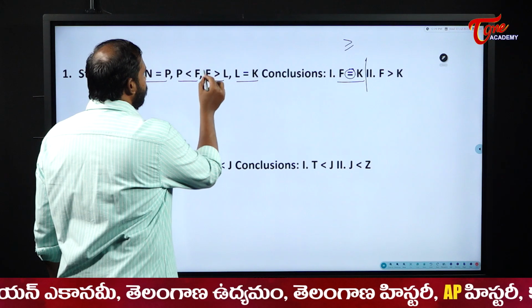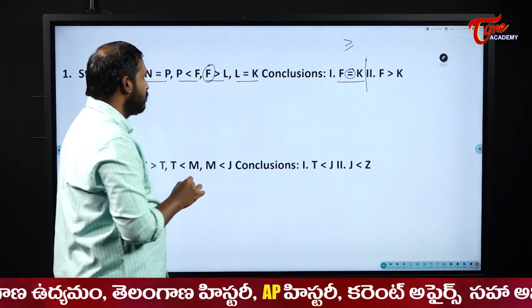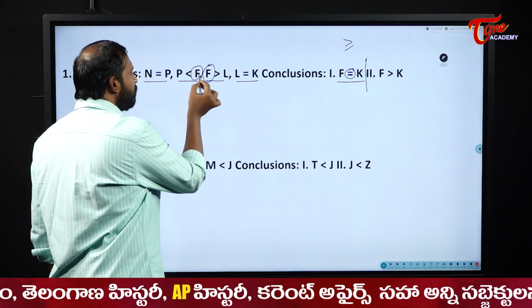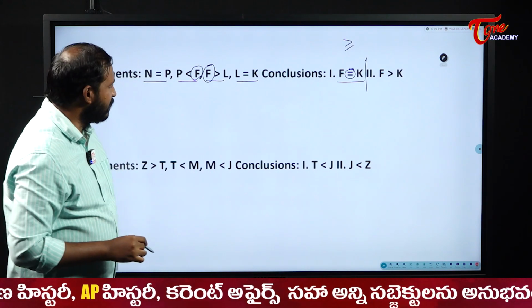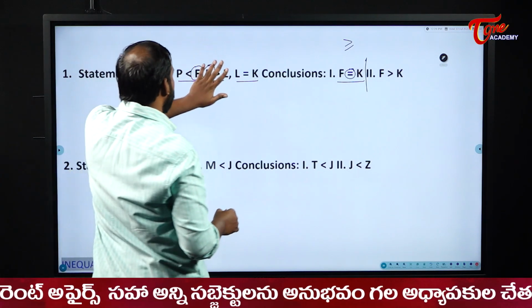F, where do I have F? F I have here. I can move to L, but I don't have equal symbol here. F I have here. I can move to P, but I don't have equal to symbol here. Actually I should have equal to symbol. So the first one became wrong.